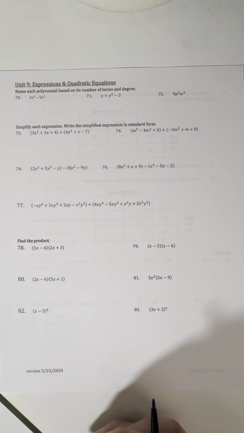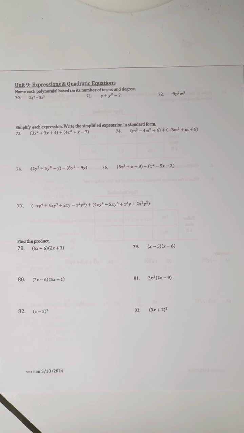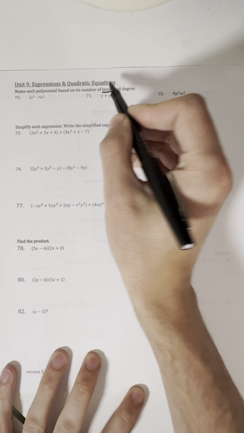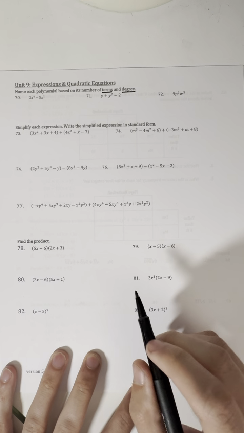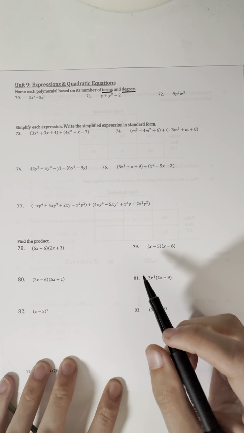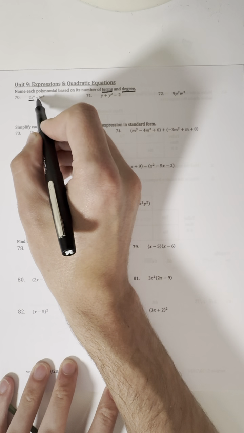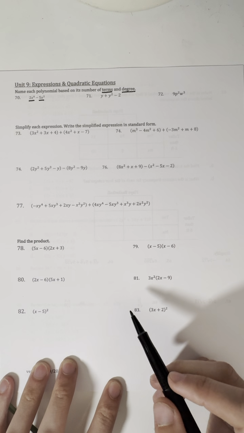Expressions and quadratic equations. So in this part of the packet, we're starting with naming the polynomials. Polynomials have two different ways of naming them. One is by how many terms they have, and the other is by the degree. Remember, a term is just a part of the polynomial that's separated by adding or subtracting. So this is a term and this is a term, separated by that minus sign.